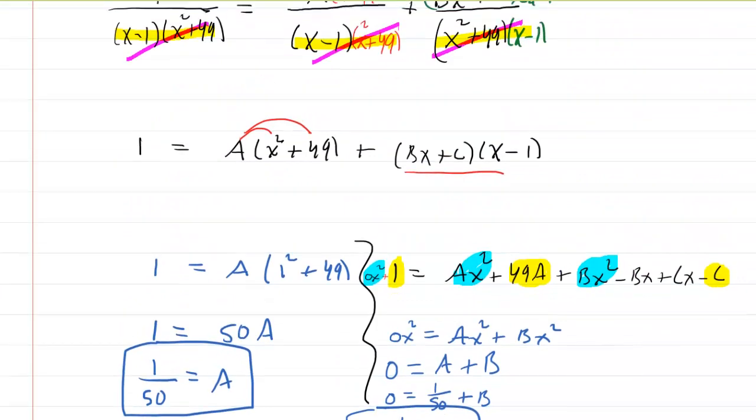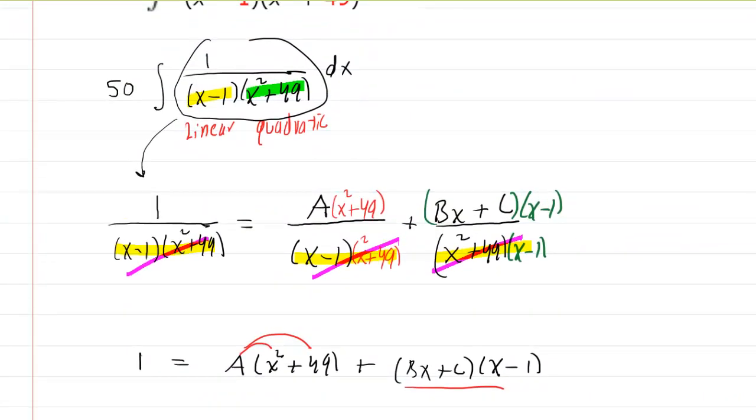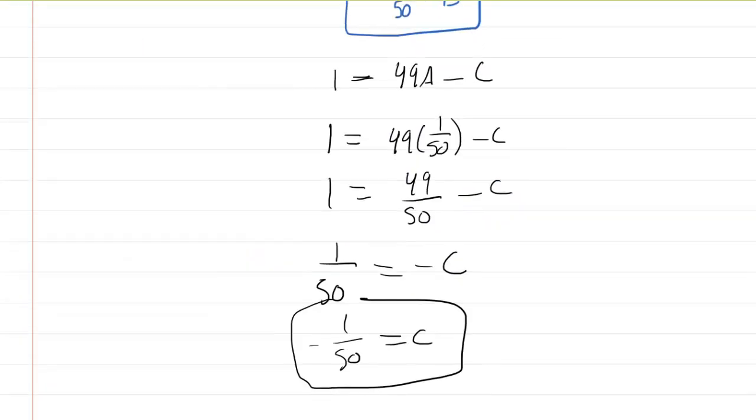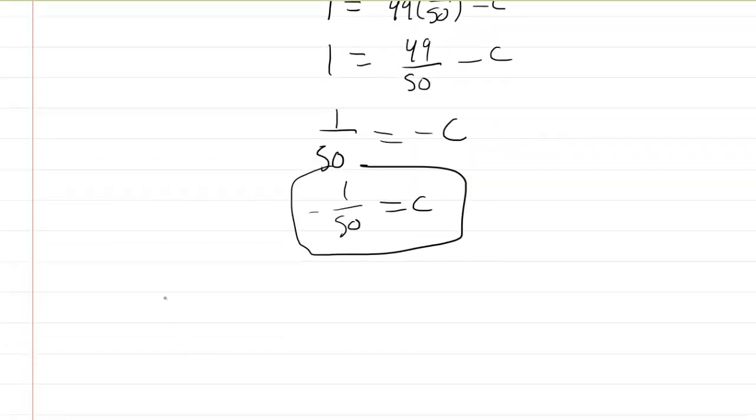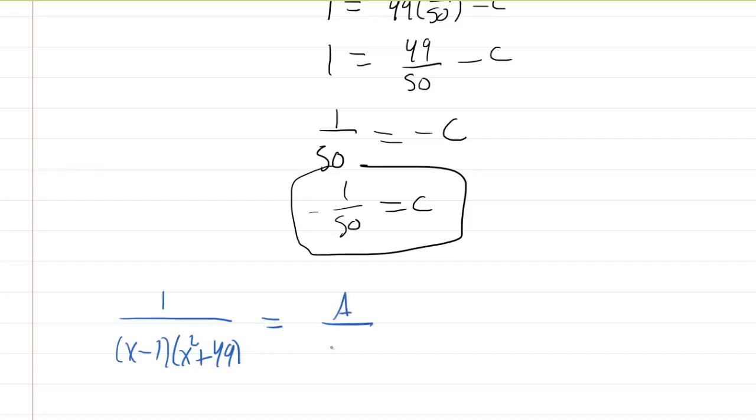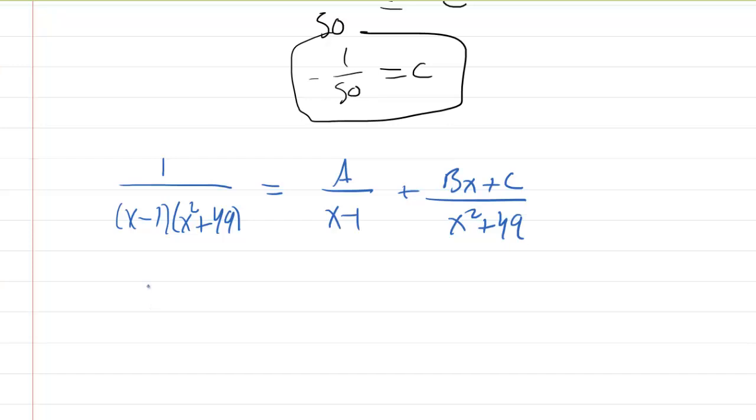We go back to our original partial fraction decomposition. Why don't we actually rewrite it? So if you recall, we had 1 over x minus 1 times x squared plus 49. This was equal to a over x minus 1 plus the bx plus c over x squared plus 49. Now we can fill in our a and our b and our c. So this is going to allow us to rewrite the integral in a simpler manner.